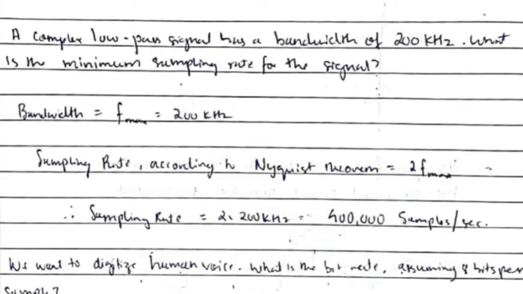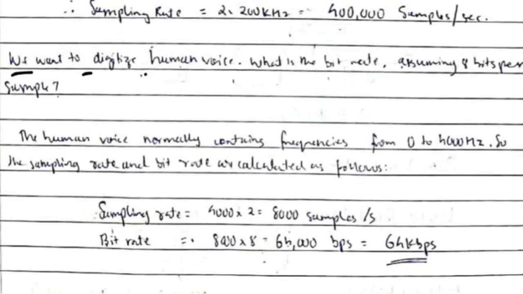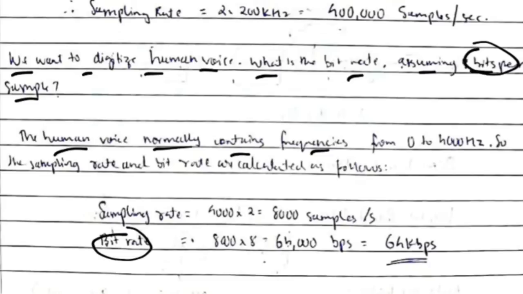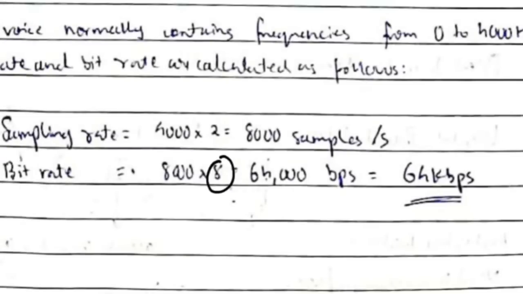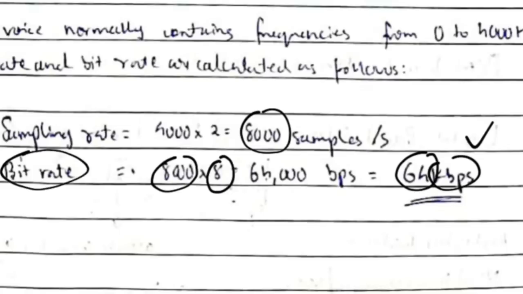Okay, moving on, we have a similar question. We want to digitize human voice. What is the bit rate assuming 8 bits per sample? What's given is 8 bits per sample, and what we have to find out is the bit rate, means how many bits are needed. The human voice normally contains frequencies from 0 to 4000 hertz. So sampling rate is nothing but 2 times the maximum frequency. 2 times 4000 will give 8000 samples per second, and how many bits are there per sample? 8 bits. So total number of bits will be 8 bits into 8000 samples. So 64 kilobits per second is the bit rate required for digitizing human voice.